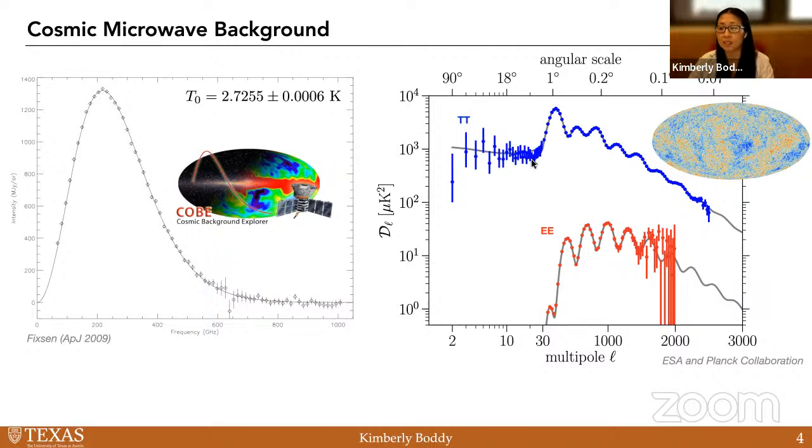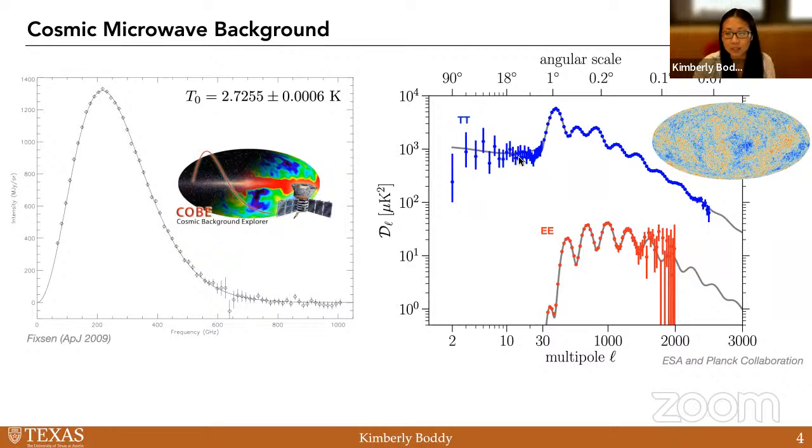And so this is telling us information about the type of structures that we expect from these fluctuations. The multipoles correspond to some angular scale in the sky. So, at multipole 1000, it's about an angular scale of 0.2 degrees in the sky. You take all of the temperature fluctuations that are separated by 0.2 degrees, and you average them over the full sky, and this is the result that you get.